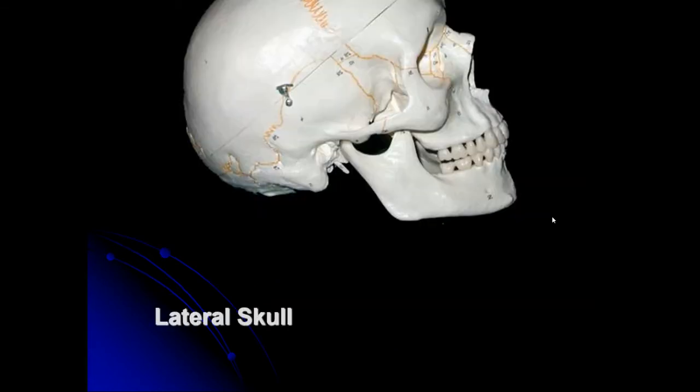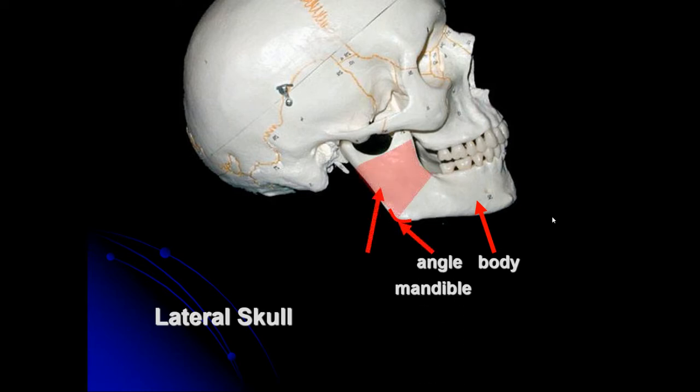If we look at it from the side, what we can see is this part of the bone, which goes all the way around, about 2/3 of the way around. This is the body. But then there's a part which goes upward, and the upward part is called the ramus. Right where the body and the ramus meet is called the angle. So we have body, angle, ramus.